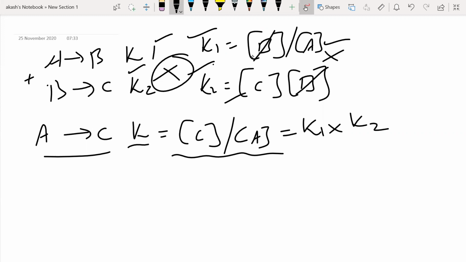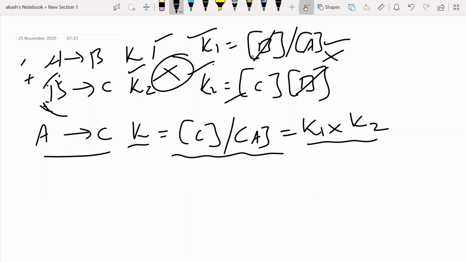Very simple. Now, if you subtract, what will happen? Subtract means basically you will reverse one of the reactions. When you reverse one of the reactions, the reciprocal becomes relevant. When you reverse the reaction and then subtract two reactions, it will be division: K1 by K2. So this is the third and final operation.